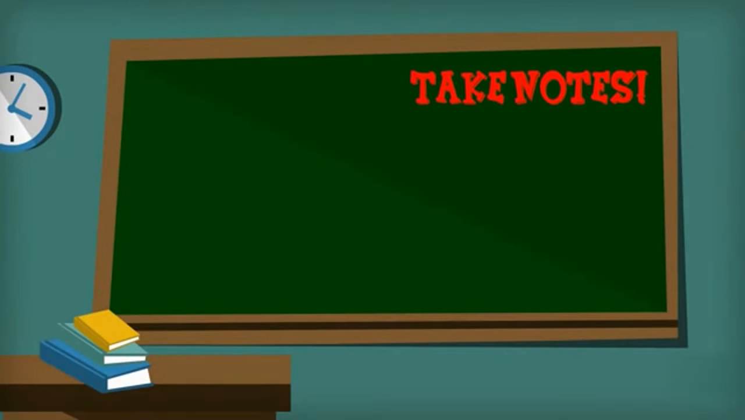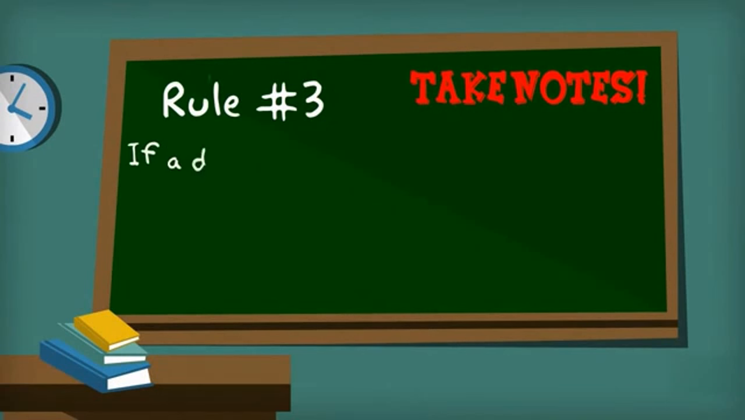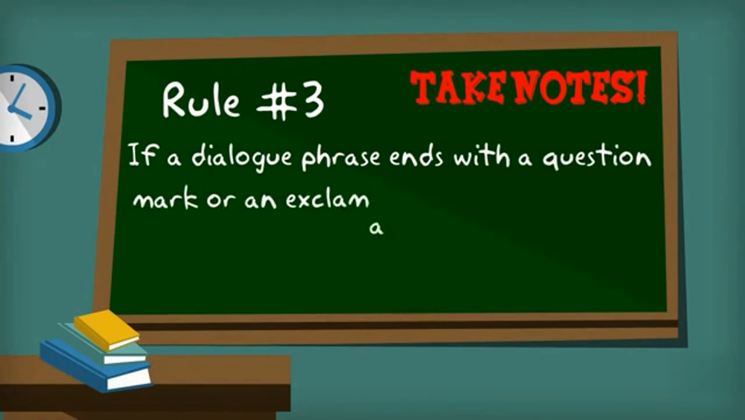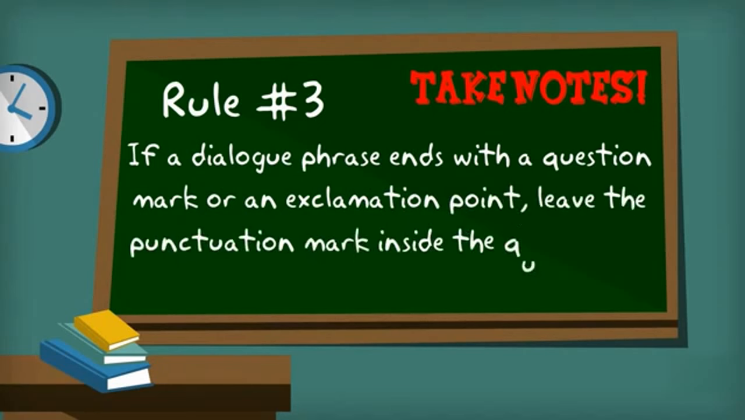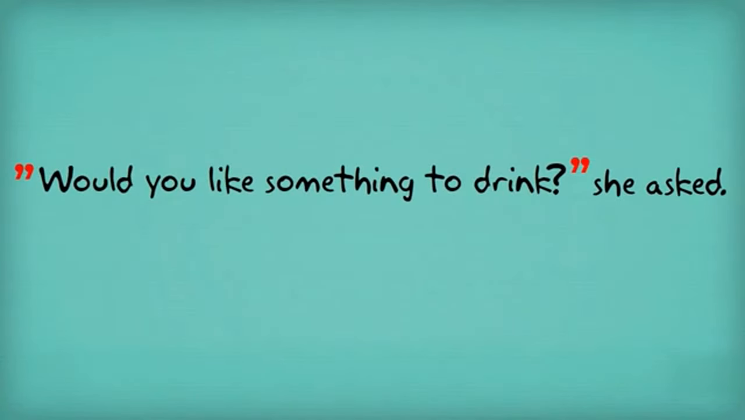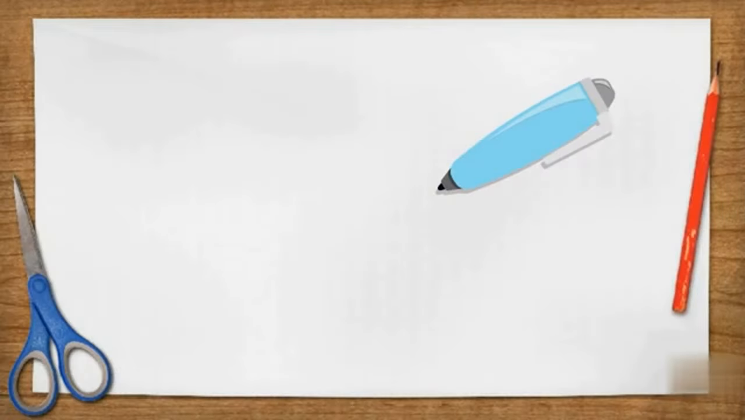The next rule of dialogue that I want to talk about is punctuating the dialogue sentence. Rule number 3. If a dialogue phrase ends with a question mark or an exclamation point, leave the punctuation mark inside the quotations alone. For example, the dialogue sentence, "Would you like a drink?" needs to end with a question mark because it's a question. When I'm writing it in dialogue format, I'm going to leave the question mark alone. I still need to end my tag with a period because it's the end of a sentence.